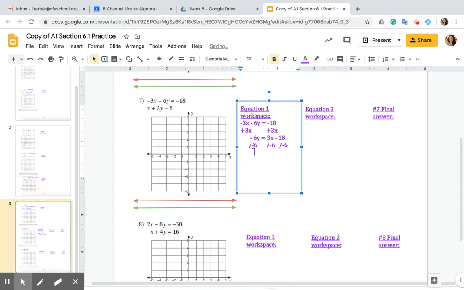Careful if you're using a calculator here. We're going to get a fraction for one of these. Y is now alone. Okay. I'll capitalize it. Leave it like that.